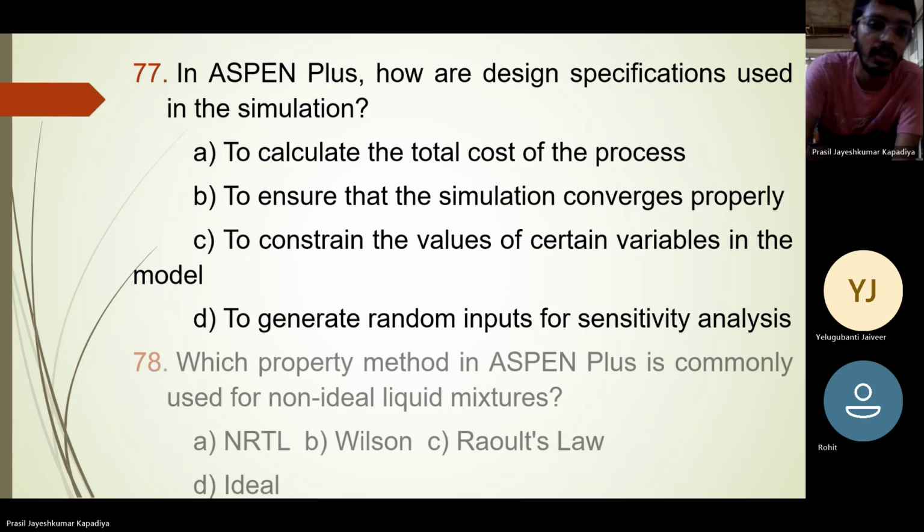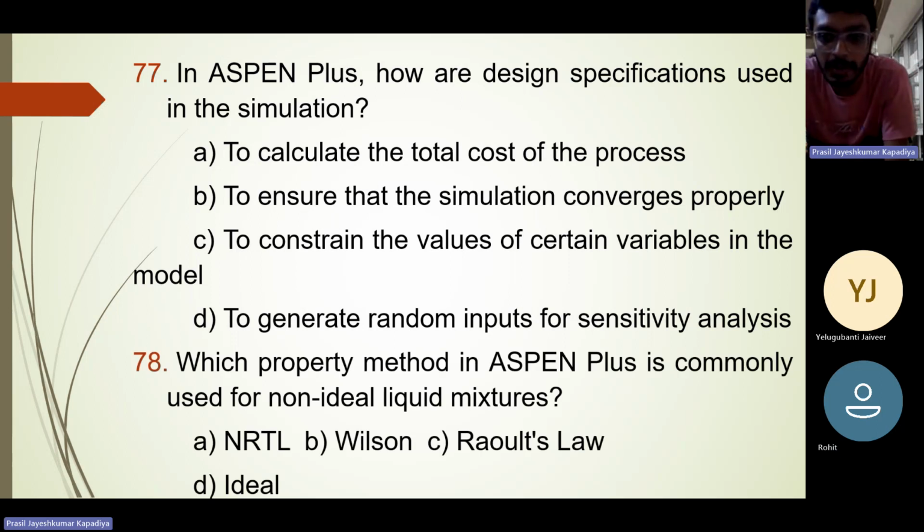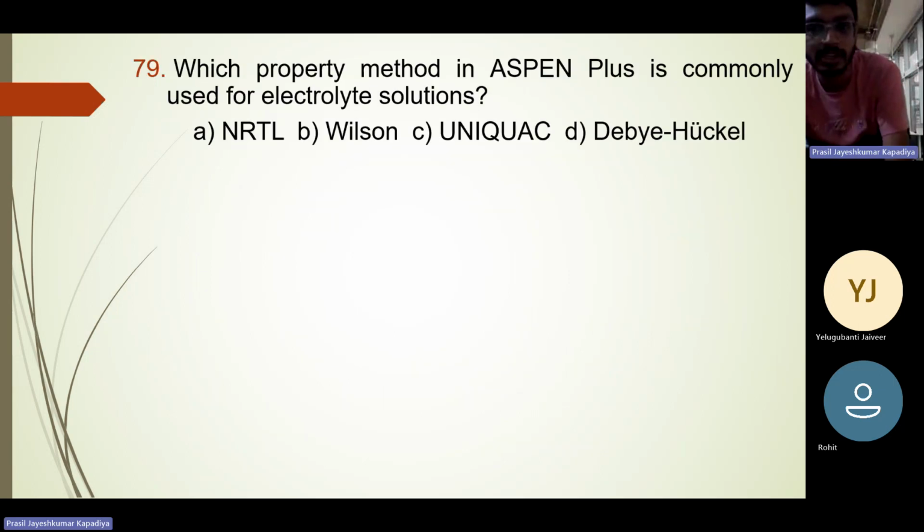The answer is C. Okay, which property method in Aspen Plus is commonly used for non-ideal liquid mixtures? It is NRTL. Wilson is also a non-ideal model, but it is not as commonly used. NRTL is commonly used.